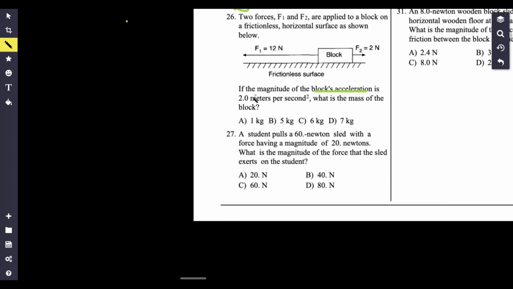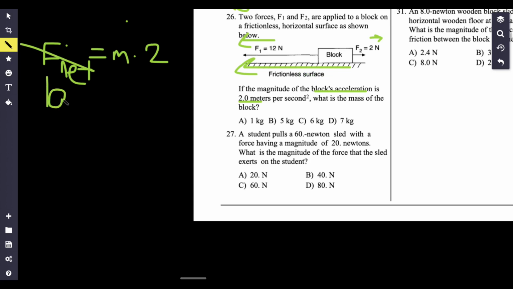If the magnitude of the block's acceleration is 2 meters per second squared, what is the net force? All right, so this is just another force equals mass times acceleration problem. We know that the acceleration is 2 meters per second, and just looking at this diagram, there's a net force of 10 newtons to the left, right? Because if there's 12 newtons this way, 2 newtons this way, then the net force is 10 newtons this way, right? Just makes sense mathematically.